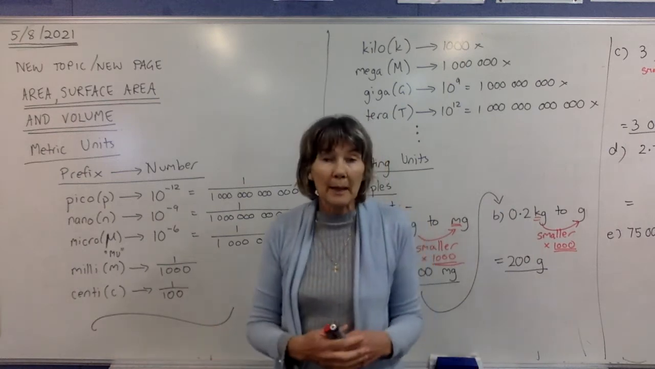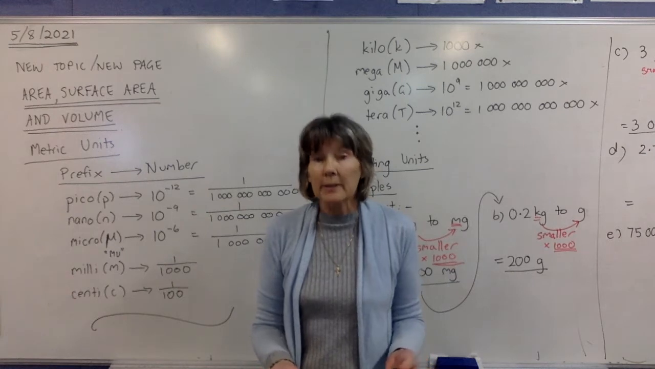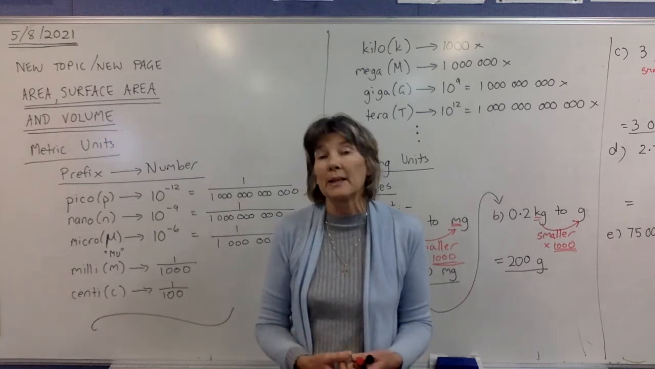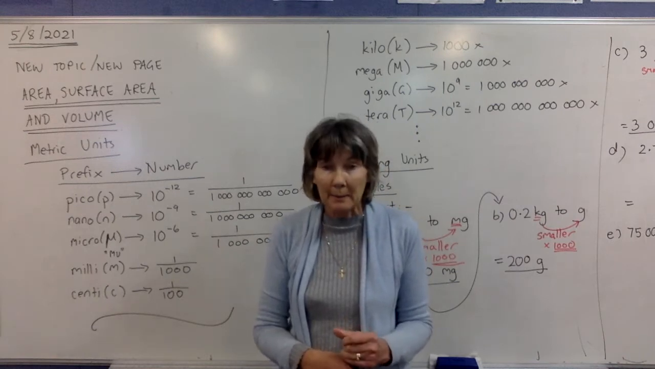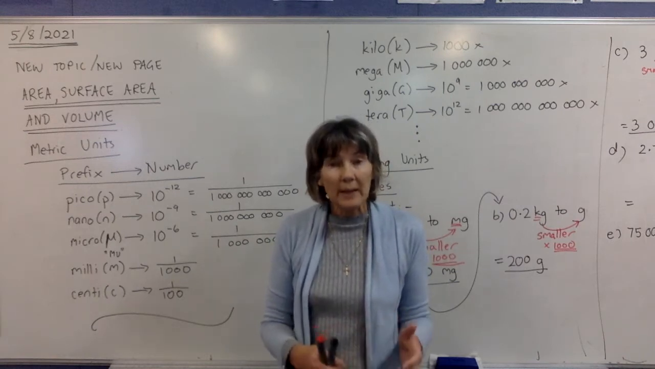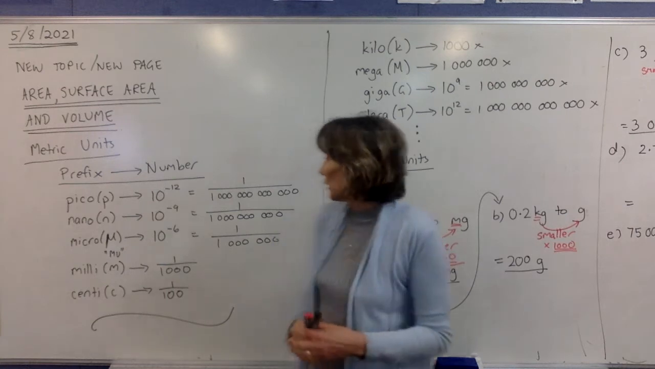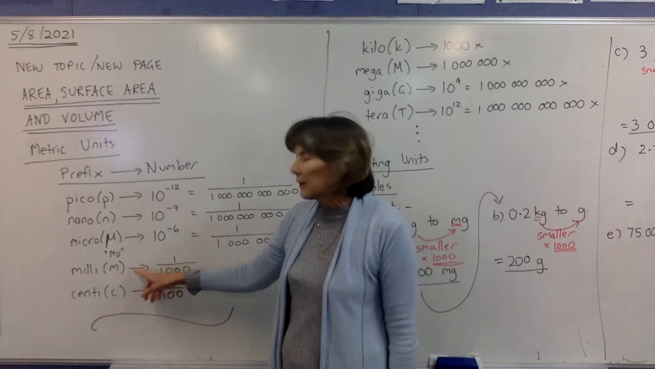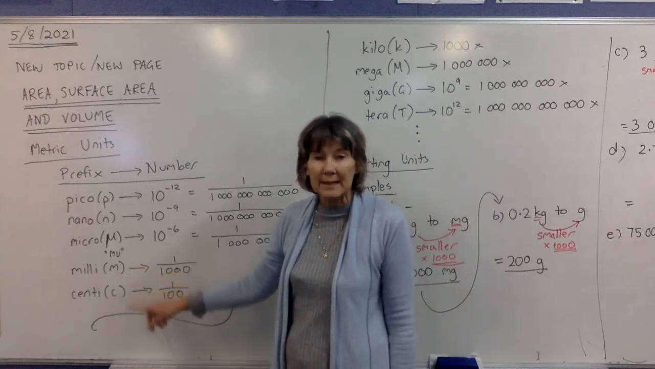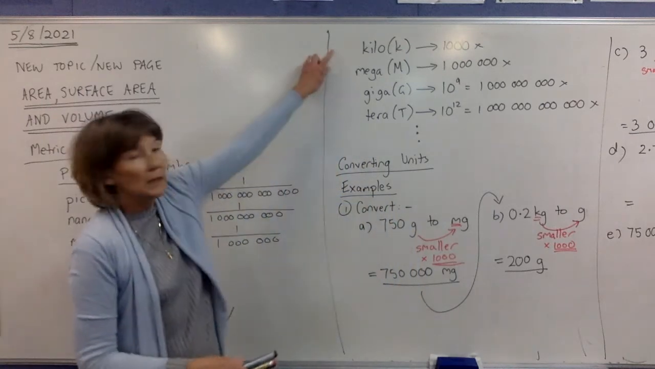If we're talking about liquid measurements, the litre is the base unit. If we're talking about mass, grams are the base unit. Everything else from there needs a prefix in front of the base unit. Alright, so we have all of these prefixes. The only ones that you're really familiar with at the moment are milli and centi and kilo.